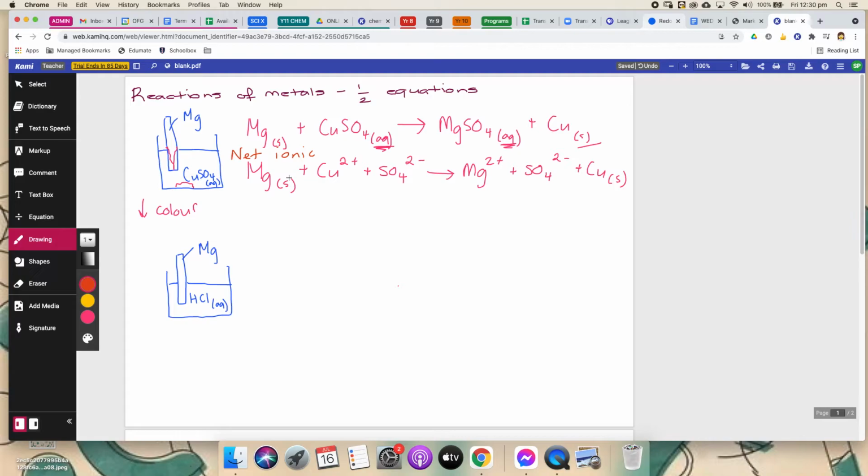So magnesium is a solid, been converted to an ion. So it's done something. Copper as an ion has been converted to a solid. It's done something. Sulfate as an ion has remained sulfate as an ion. It's not done anything. We get rid of it. It's a spectator. We're then going to rewrite the equation just because it starts to make it look a little bit clearer once you've gotten rid of your spectators.